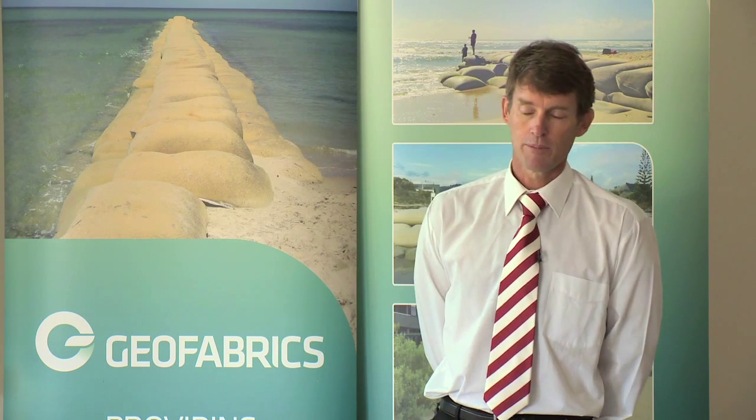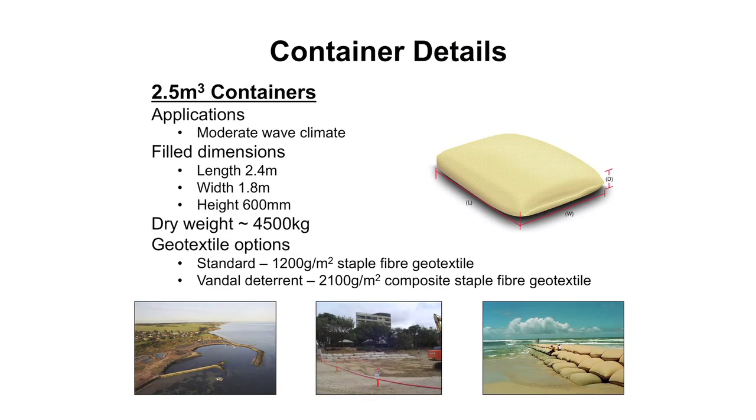The 2.5 cubic meter containers were first developed in 2001 when the Marucci groins were constructed. We'd identified by that stage that the 0.75 cubic meter containers were too small for that sort of application, where it was a groin structure going out into the open ocean. At that stage, Angus Jackson from ICM did some best guesses and some rough calculations and said, well, we need a 2.5 cubic meter container.